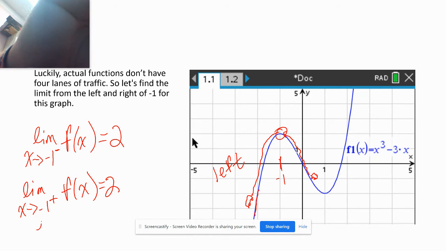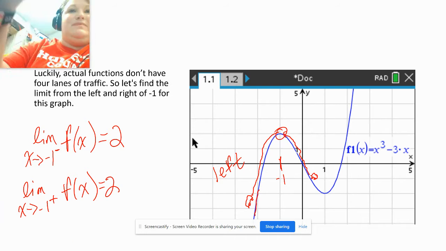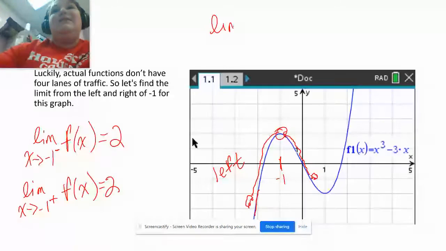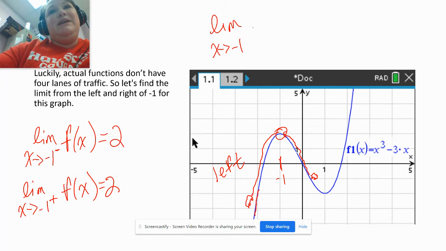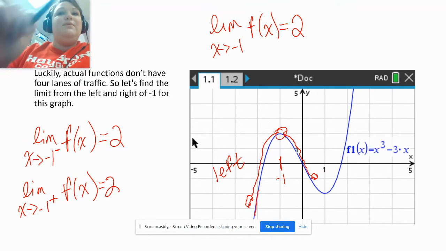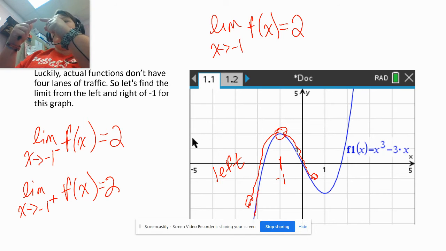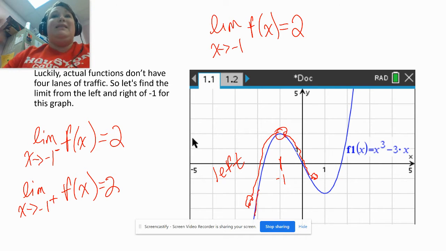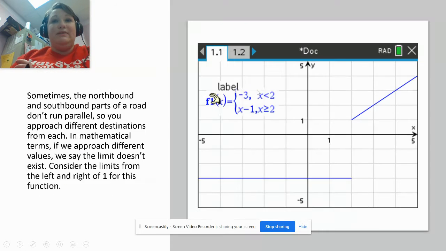So we would say that the limit as x approaches -1, it really doesn't let me write down here. Hold on. So we would say that the limit as x approaches -1 of f is 2. Okay, because from the left and from the right, we were going to the same place. We're like, yeah, we're going to meet in the middle, which is great. That means the limit exists. That doesn't always happen. So let's go on a different road trip.